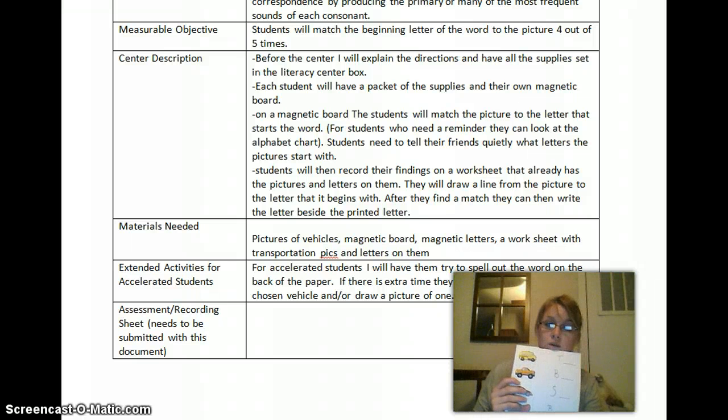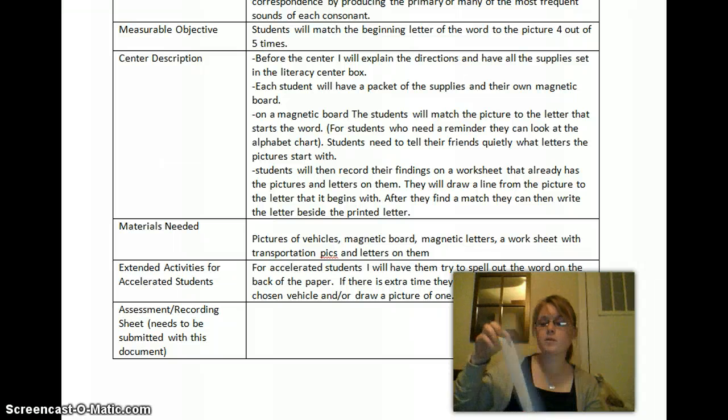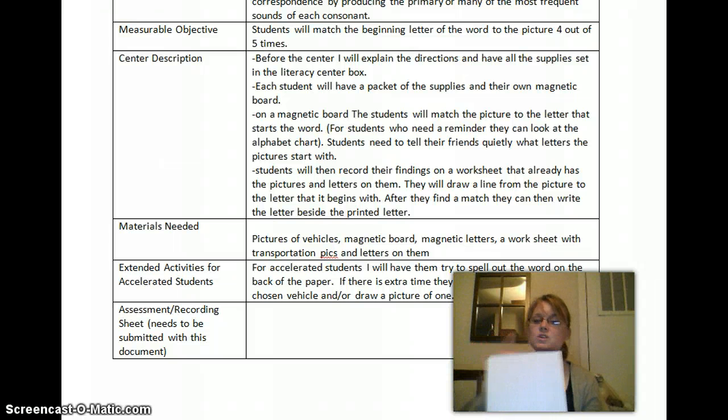And when you're all done with the worksheet, you'll flip your paper over, and if there's time, I want you to think really hard and try to spell out the word. Now, we've already said this is a bus, and it begins with the b sound. Raise a hand to tell me what the b sound is. Yes. The B makes the b sound. Now you're going to sound it out. The next sound is... Think really hard if you know what makes the sound.